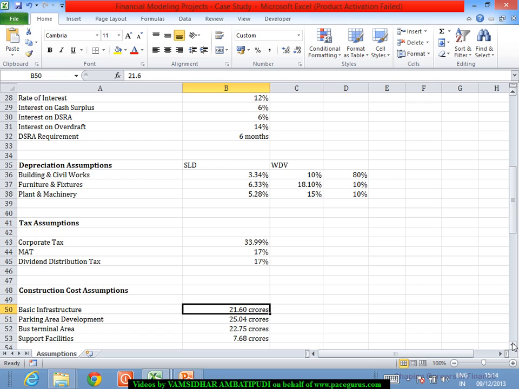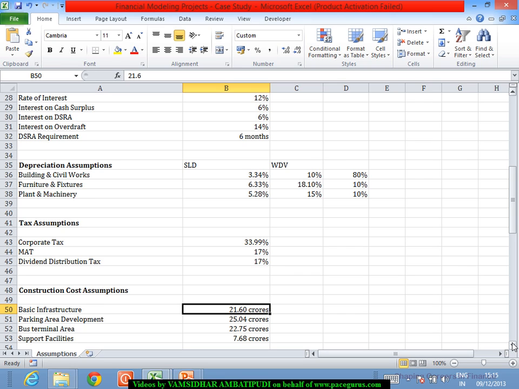Then similarly, we are also talking about the construction cost based assumptions, wherein this particular project involves development of some basic infrastructure, and I am assuming that it will cost me around 21.6 crores. But this itself could be a separate model, because basic infrastructure could involve development of roads, water lines, street lights, sewage, various power backups, various things. So we could have a breakdown of each and every aspect, and that itself could go as a separate model, and the output of that model can be taken as an input into this.